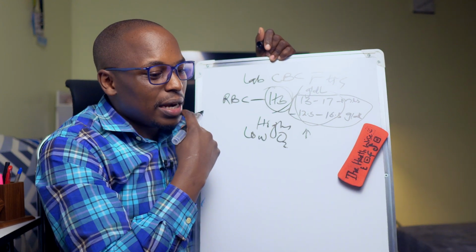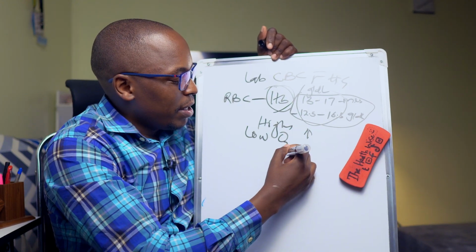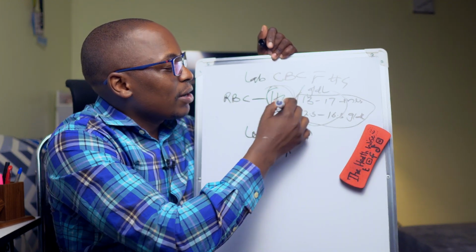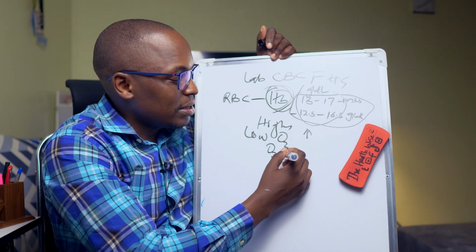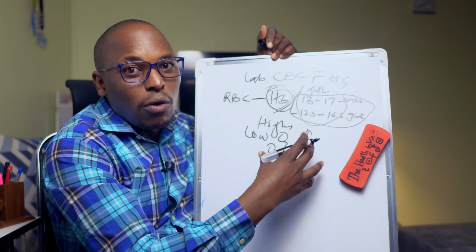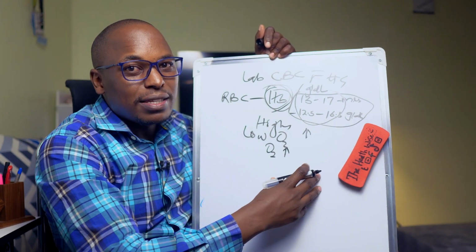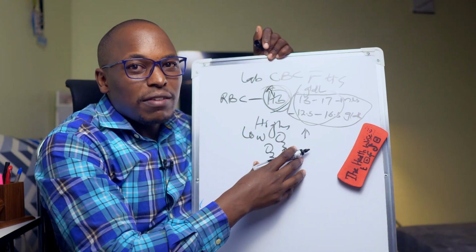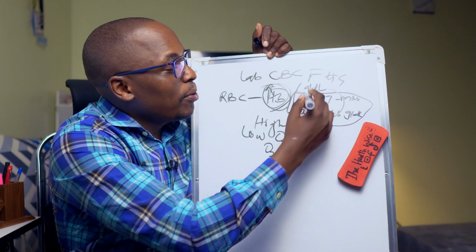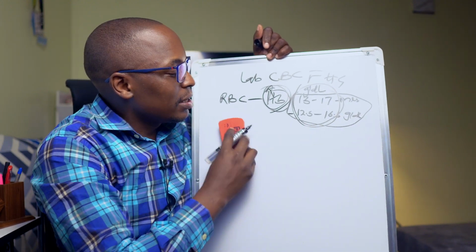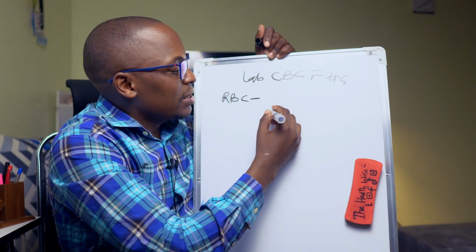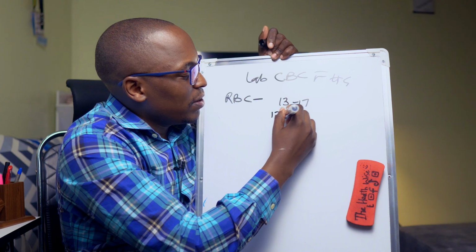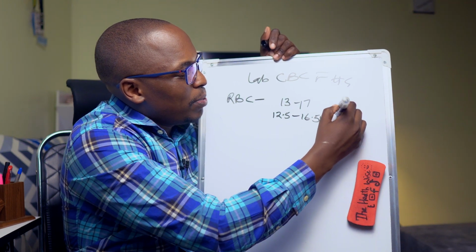Now if you go to somewhere like sea level, oxygen is high, so your body does not require a lot of HB to compensate, because the oxygen is readily available. So even a low level of HB can still function there. They don't need to have a lot of HB to get enough oxygen, so their normal ranges can differ. But regardless, let's take for example my population: between 13 to 17 and between 12.5 to 16.5 grams per deciliter.